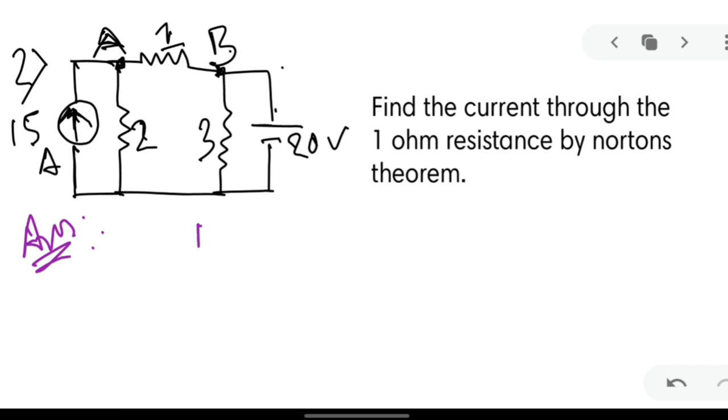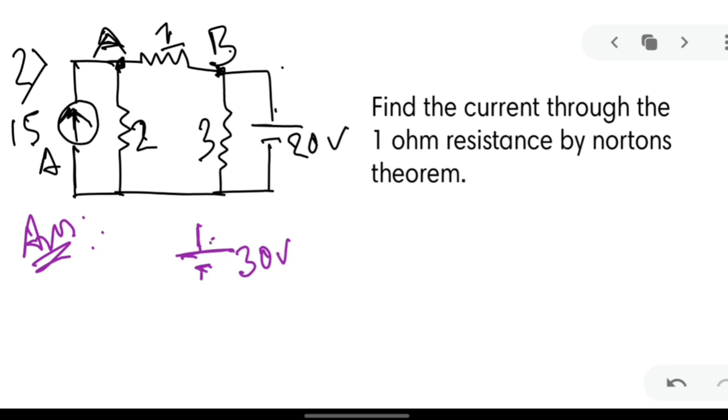Okay, so we convert the current source to a voltage source. It is 15 ampere in this direction, and it is 2 ohm. To convert to the voltage source, it is 15 into 2, which means 30 volt. Okay, and it is in this direction. Current flows from the negative side to the positive side. So it is the positive one.